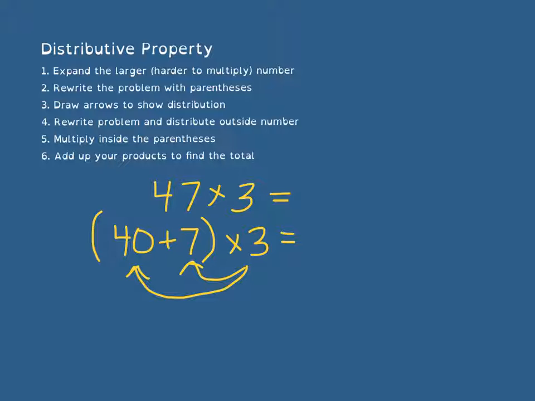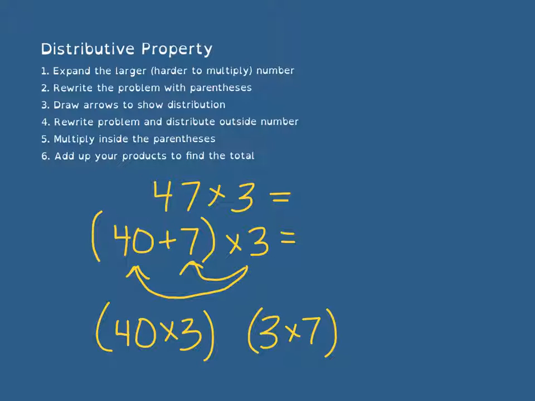My next step is to then rewrite the problem and show how I distribute the outside number. So what I'm doing is I am distributing my 3 times 40 right here. So I'm going to write 40 times 3. I'm going to put that in parentheses. And then I also am doing 3 times 7. So I'm going to do 3 times 7 and put that in parentheses. Because I used expanded form, I have that plus sign, and I'm going to put an addition sign right in between my two parentheses.